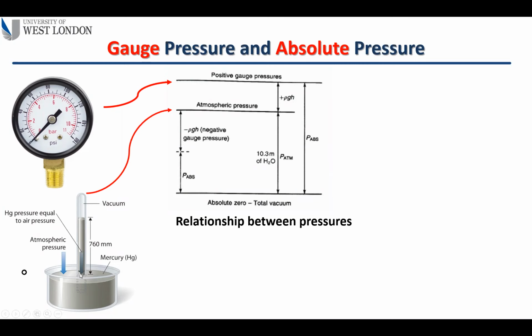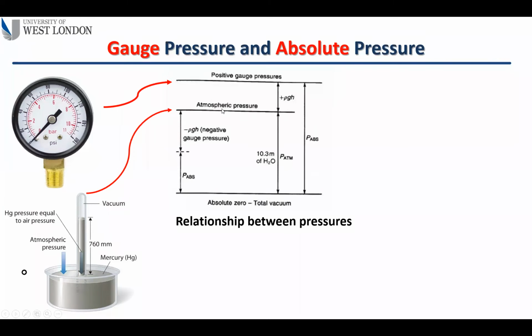Once they balance out, the depth of the mercury is equal to the atmospheric pressure. So we can say that at sea level, the depth is equal to 760 millimeters or 76 centimeters. That is called atmospheric pressure.